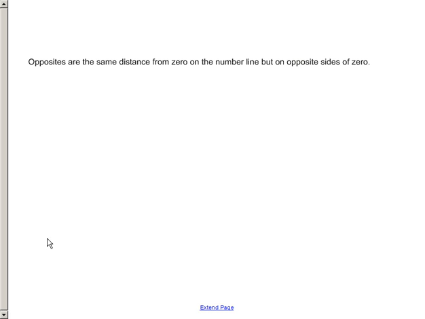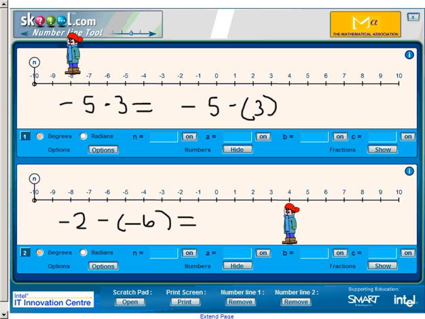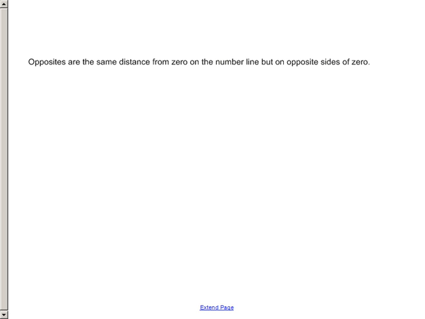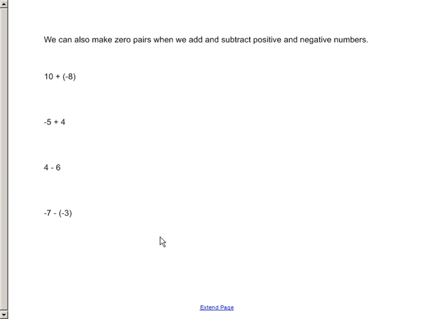Please remember that opposites are the same distance from 0 on the number line, but they are on opposite sides of 0. So we've learned that before. The number 2 and negative 2 are the same distance from 0. And that has to do with the absolute value. We've talked about that. A negative 2 has the absolute value of 2 because it is the same distance as 2 is from 0. So that's just a reminder for when you work in your journal.